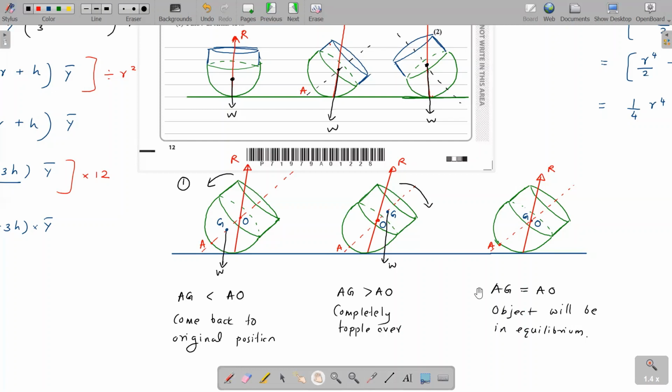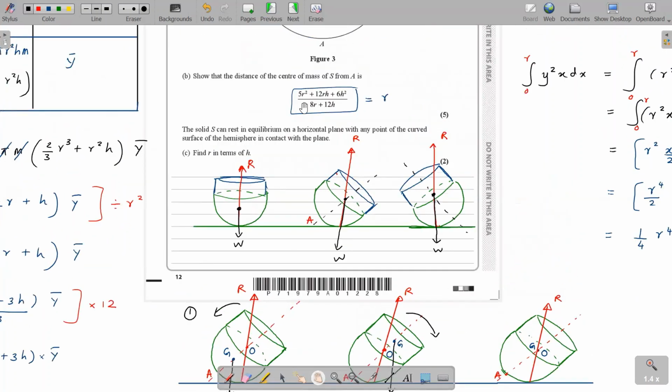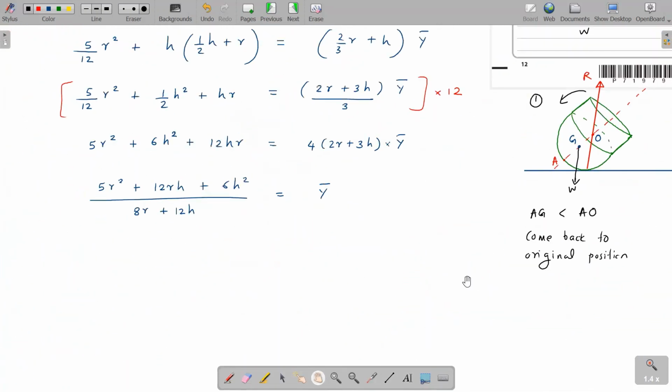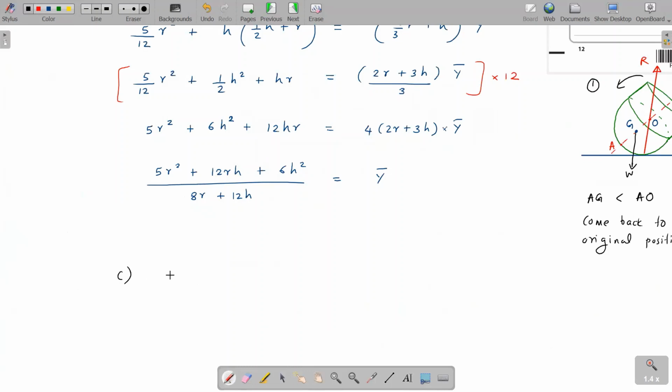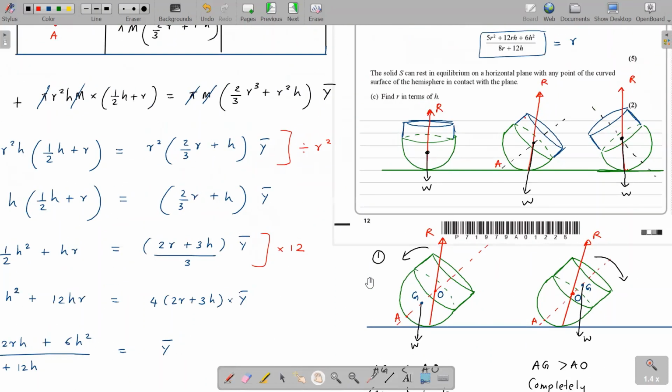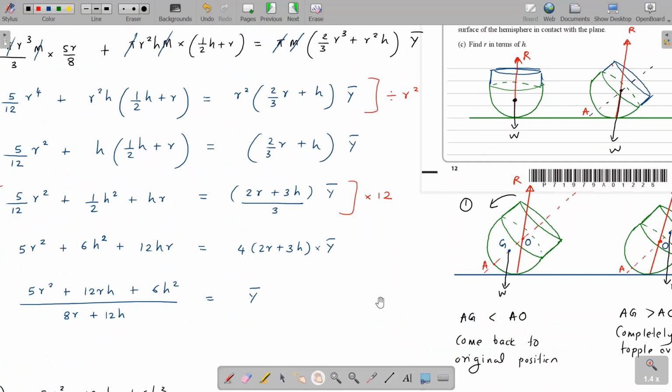Okay, so this is the note that you wanted. Coming back to our question, all you have to do is make your (5r square plus 12rh plus 6h square) over (8r plus 12h) equal to r. They want you to find what? Find r in terms of h.